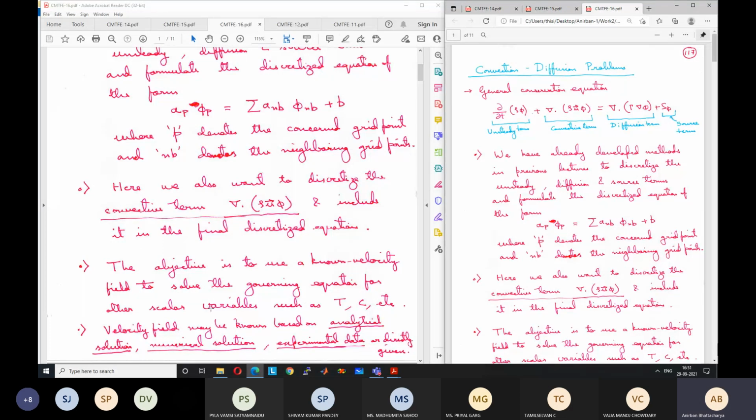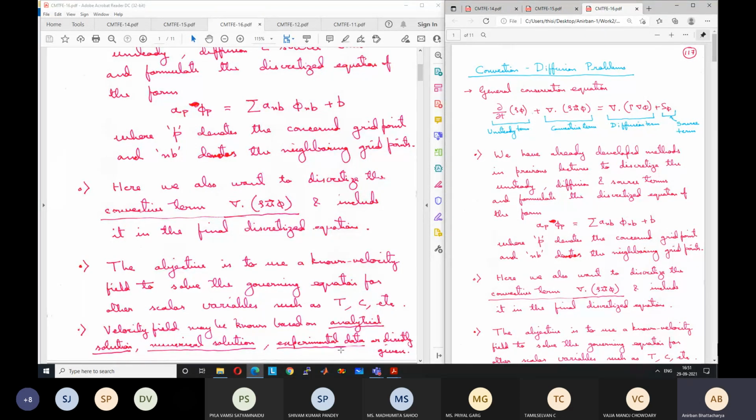Velocity may be known based on analytical solution, as I have described, like pipe flow. Numerical solution, like by solving the Navier-Stokes equation. Experimental data. Okay. Or it can be directly given. Okay, directly somebody says that this is the velocity profile I want to solve for, for this problem. Or it can be just a guess value also. Whatever, it is known to us.